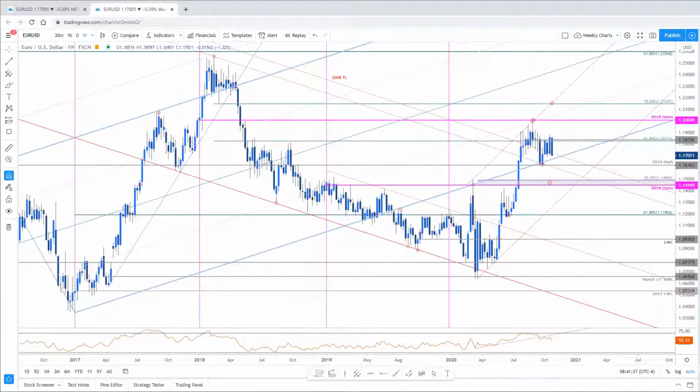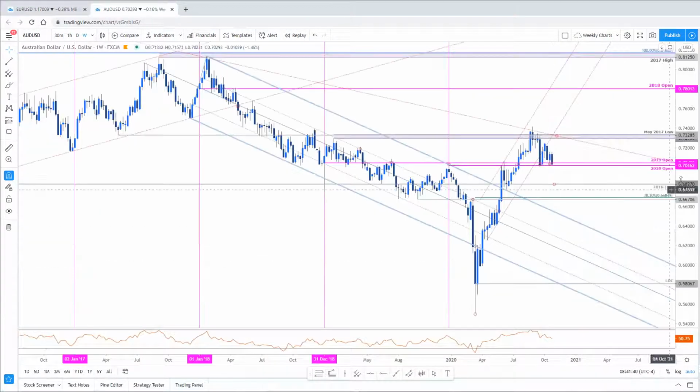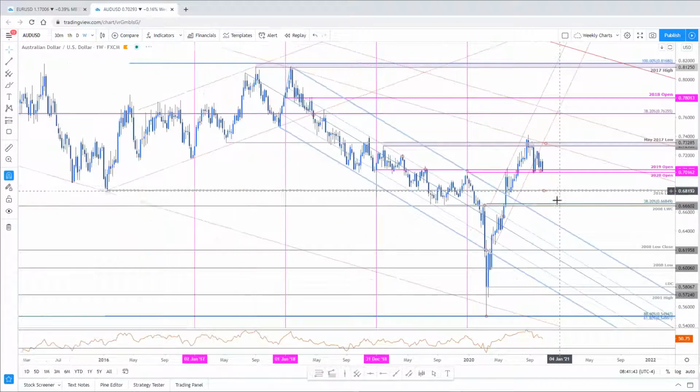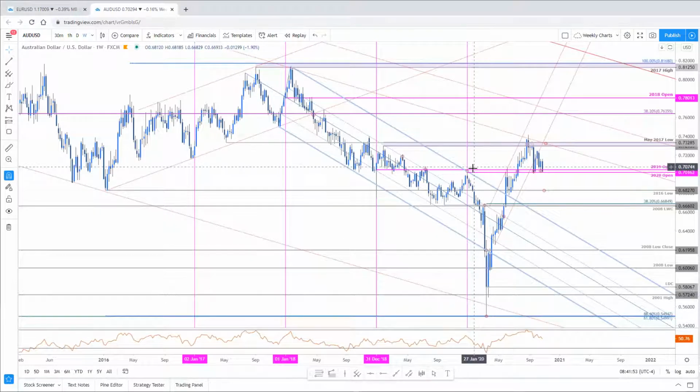Recall the significance of this support zone, 70.16, 70.42. We've been talking about it for months. I want to say years at this point. Last year's objective yearly open, the 2018 lows, this year's objective yearly open, massive pivot in price.